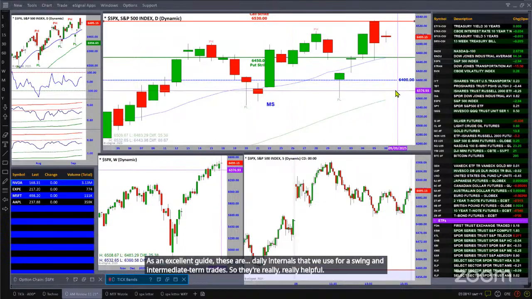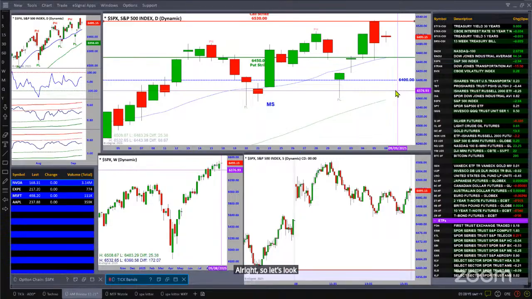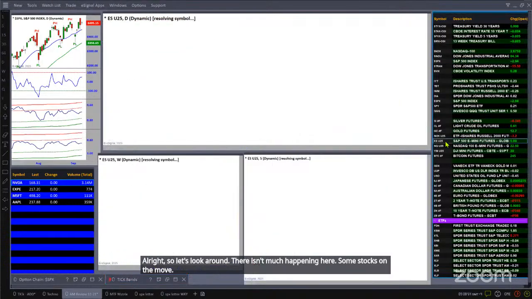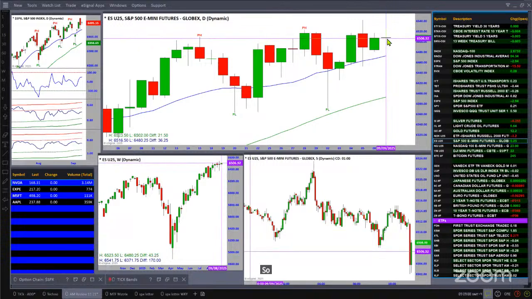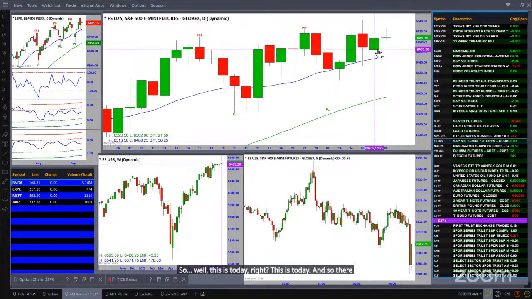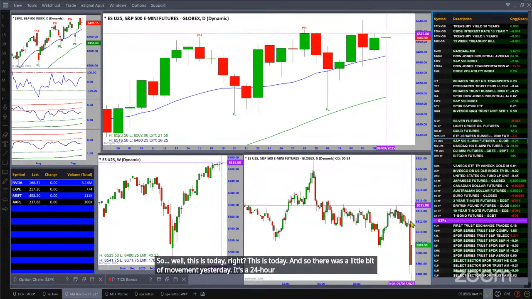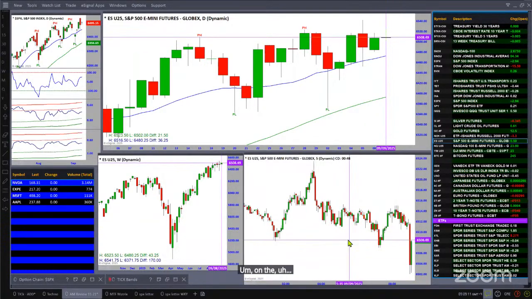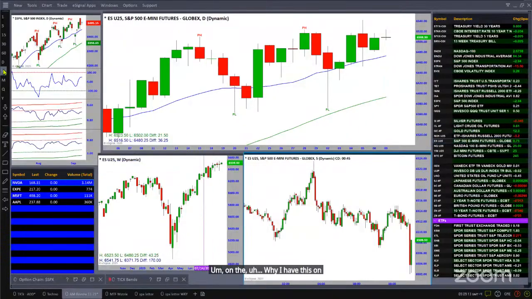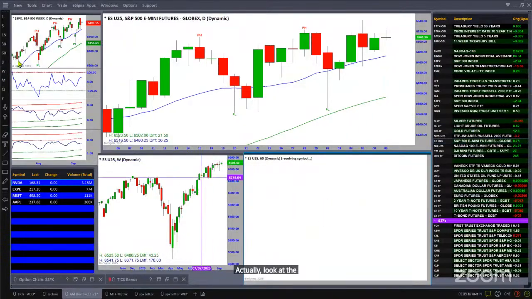All right, so let's look around. There isn't much happening here. There are some stocks on the move. So this is today, right? There was a little bit of movement yesterday. It's a 24-hour chart, and you see they're starting to sell off a little bit here. I have this on a 5 minute; usually I look at the 60 in the morning, or the 65.